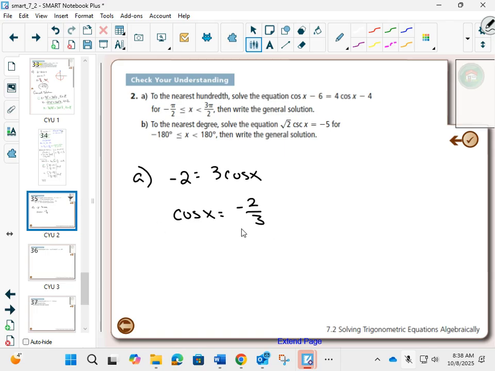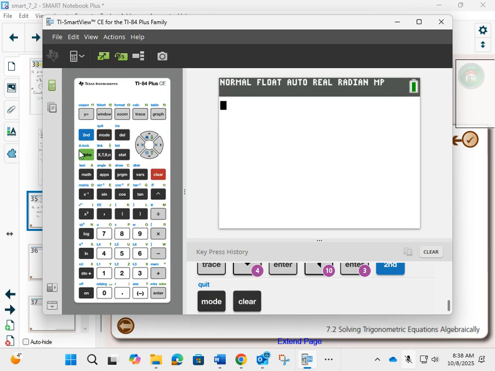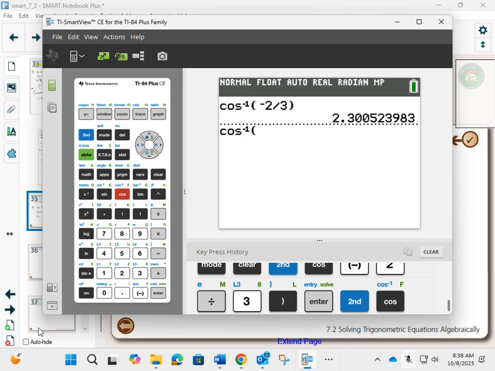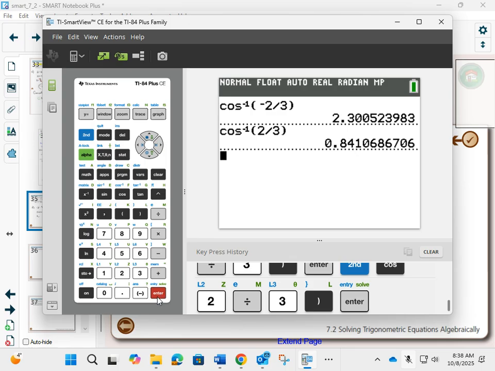Once we have cos by itself, we can find our reference angle. I'm going to pull up the calculator here, because cos is the one that's really important. Have a look here. If I do cos inverse of negative 2/3, which will not be my reference angle, notice how different the answer is when I do positive 2/3. So the reference angle is 0.841.